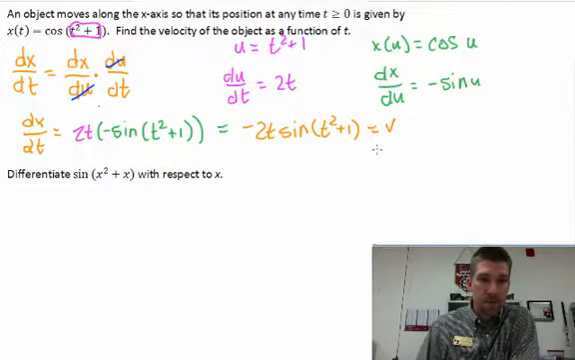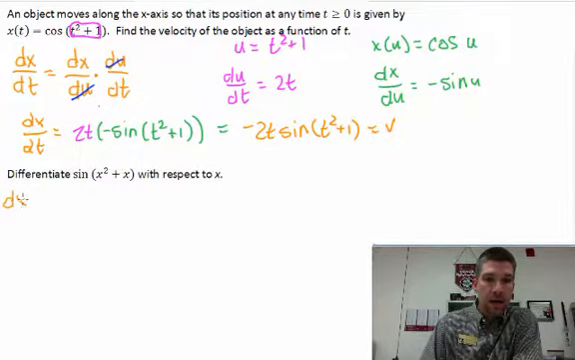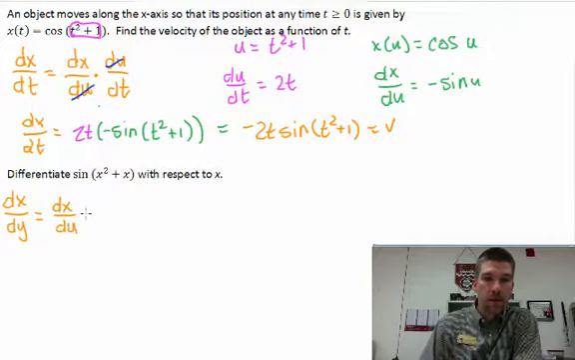Okay. Well, what about taking the derivative, differentiate, find derivative of sine of x squared plus x. Wow, what's going on here? Well, x squared plus x is inside sine. So again, we're going to do it this way. We're going to find dy dx, which is going to be equal to dy du times du dx.